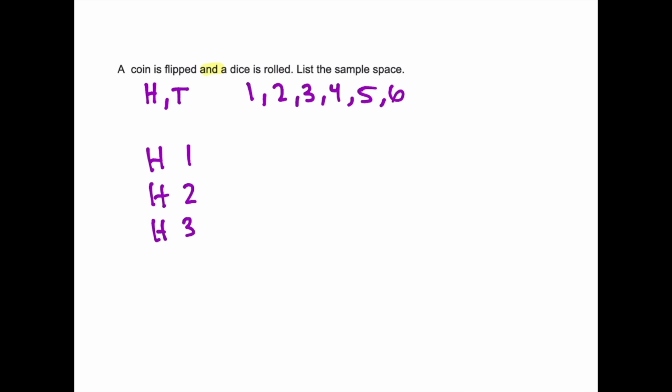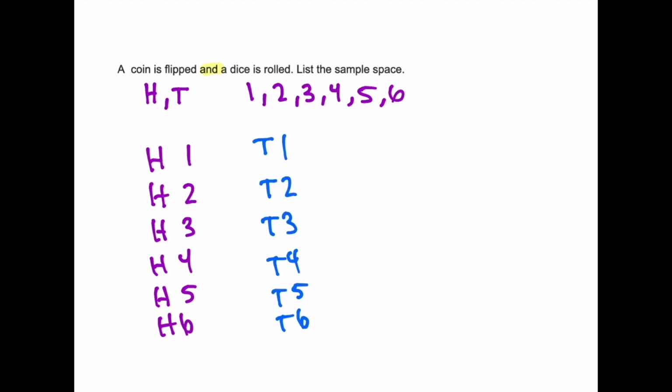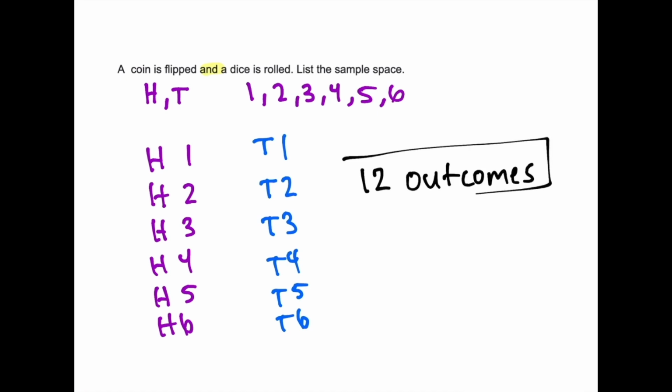Now let's see how you did. It says that a coin is flipped and a dice is rolled. List the sample space. Well, a coin has heads and tails, and a dice has the numbers 1, 2, 3, 4, 5, and 6. We could get heads with 1, heads with 2, heads with 3, heads with 4, heads with 5, and heads with 6. We could do the same thing with tails. So when we flip a coin and a dice is rolled, we have 12 possible outcomes.